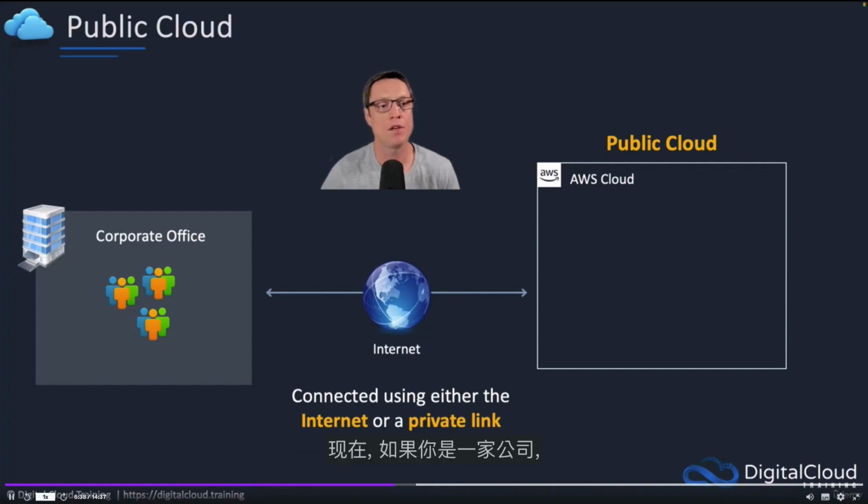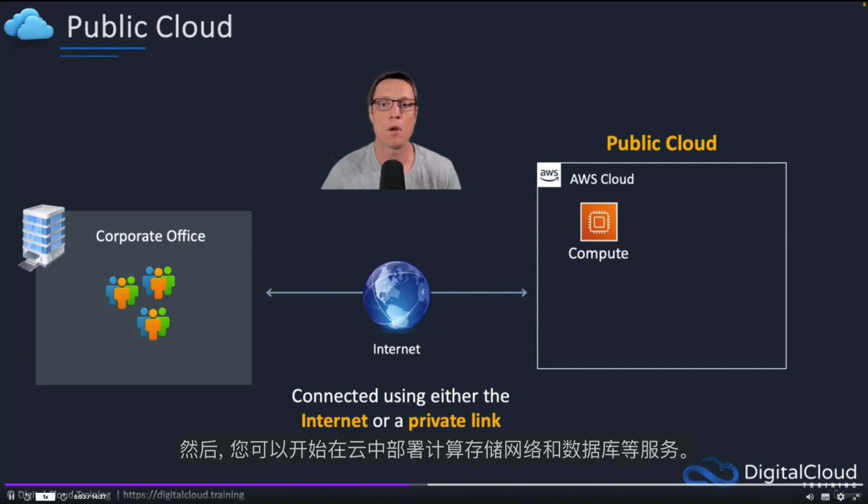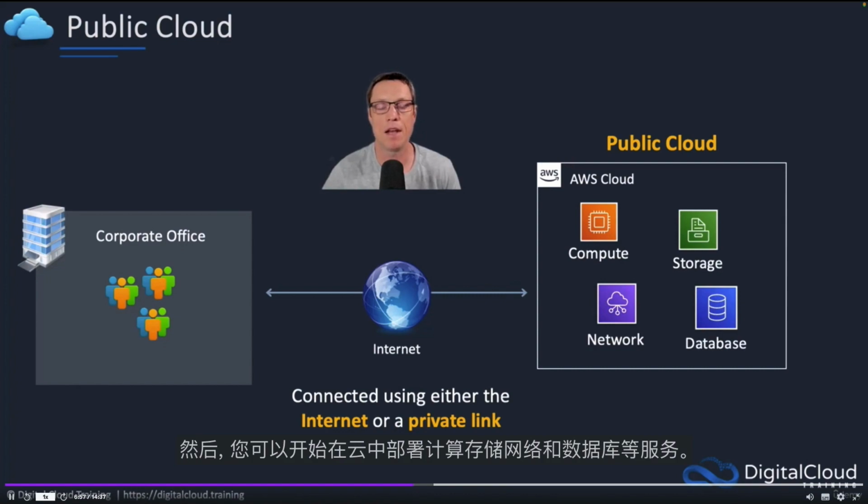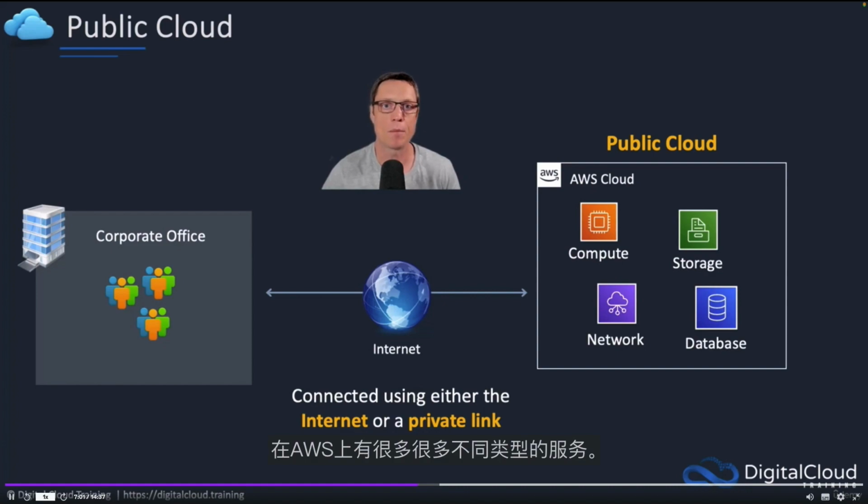Now, if you're a company, you will typically have some kind of office or maybe a data center if you've got your own systems. And you can then connect to that public cloud either just directly over the internet, or you can set up a private connection or a VPN over the internet. And then you can start deploying services like compute, storage, network, and databases in the cloud. And there's many, many more different types of service on AWS.